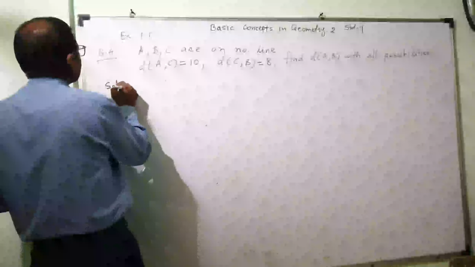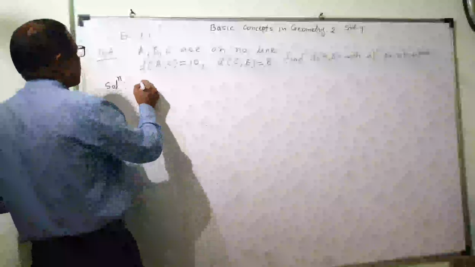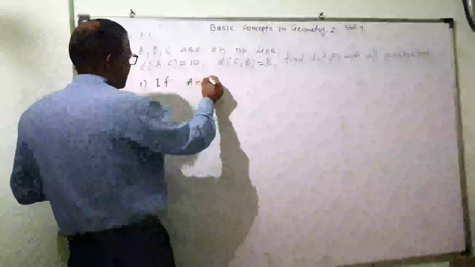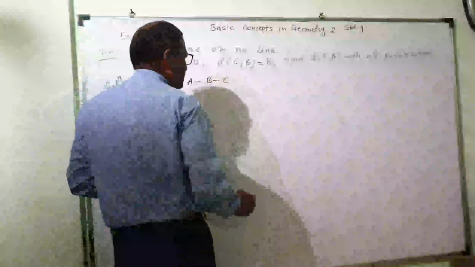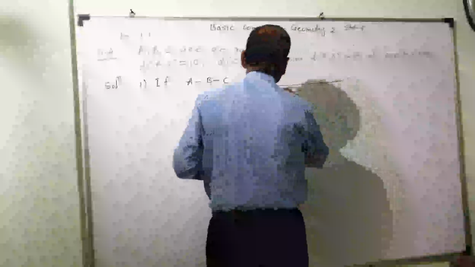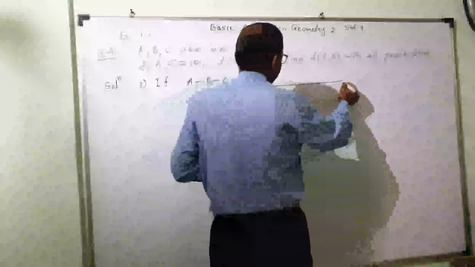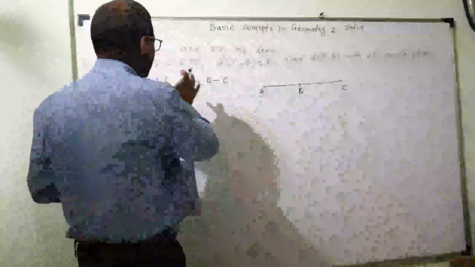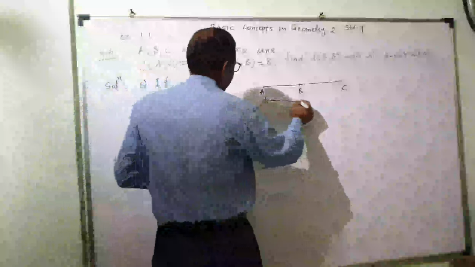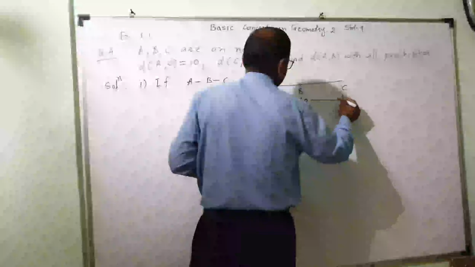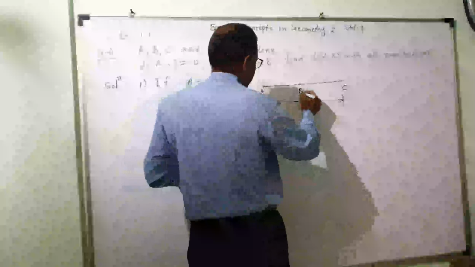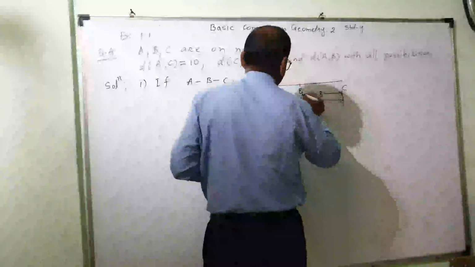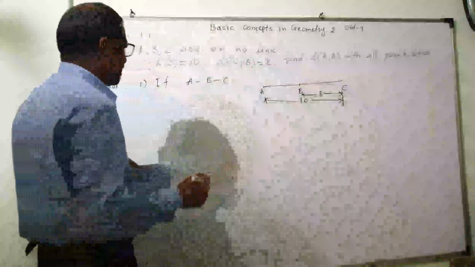Solution. Number 1, I will find if A-B-C. Means it is like this. The figure is like this. Here it is A, here it is C, and here somewhere it is B. So AC, this distance is 10. BC, this distance is 8. Then we have to find AB.